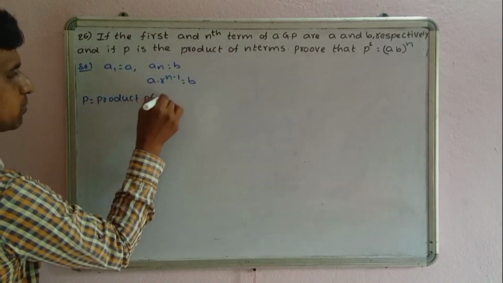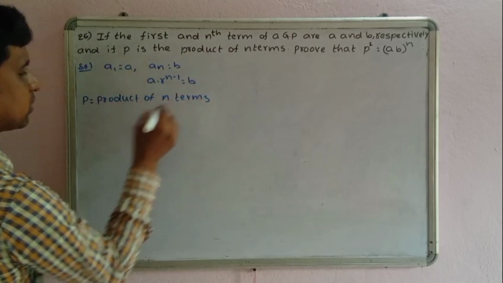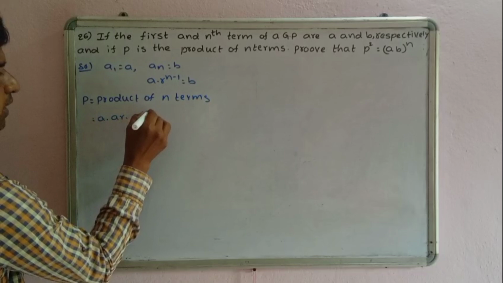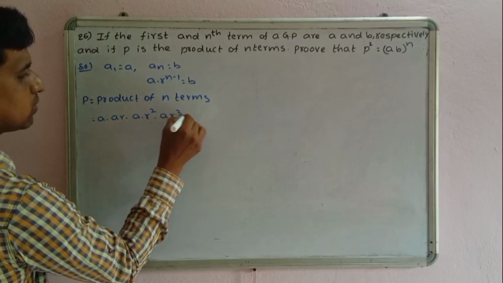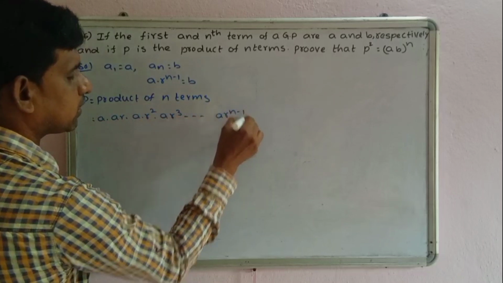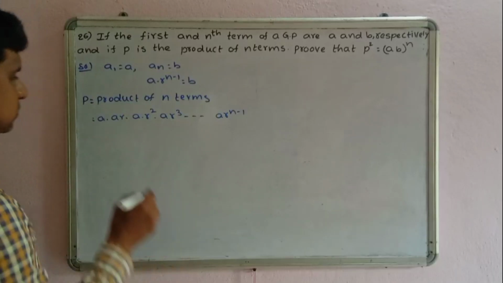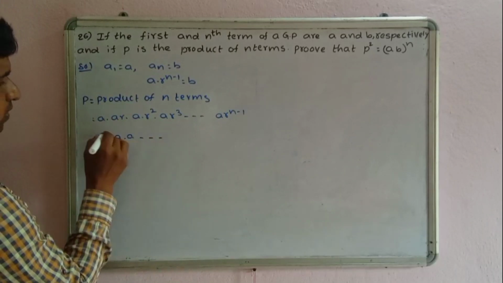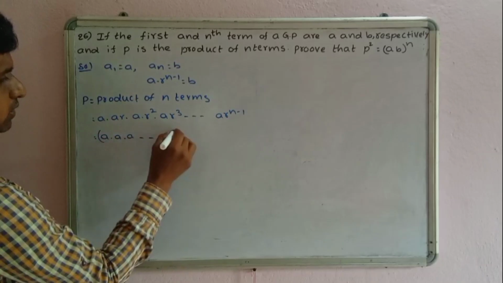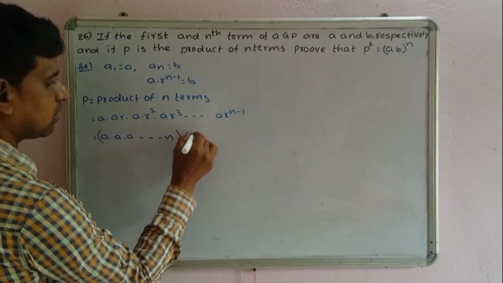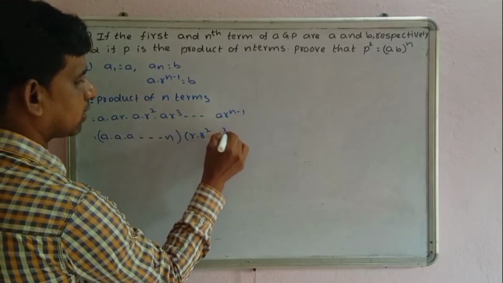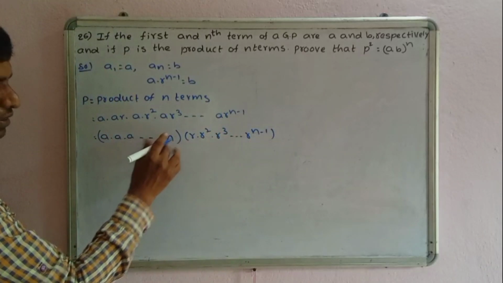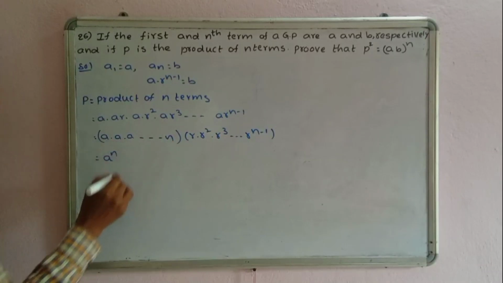Product of n terms is nothing but A, first term, AR second term, AR square third term, AR cube fourth term, so on, AR power n minus 1. So here first is A times A, so on. How many are there? N are there. Still what is there here? R, R square, R cube, so on, R power n minus 1. So here A, how many are there? N A's are there. So this is A power n.